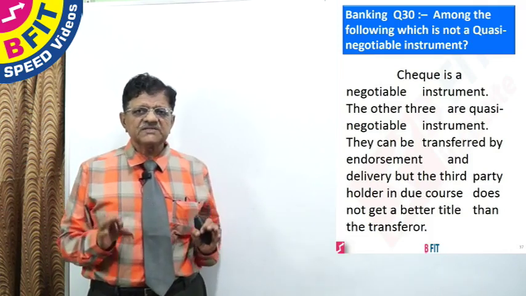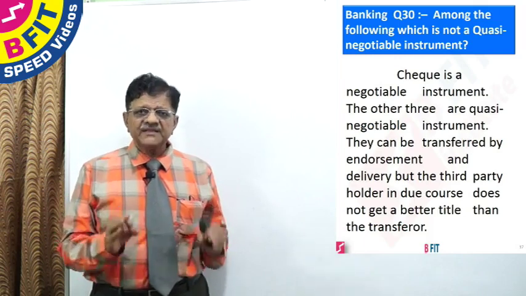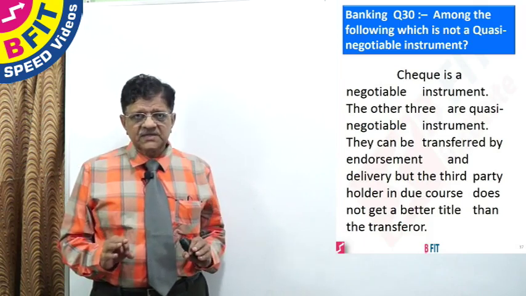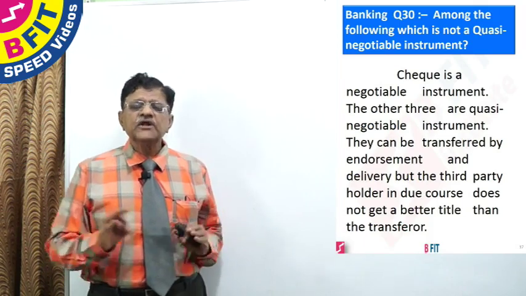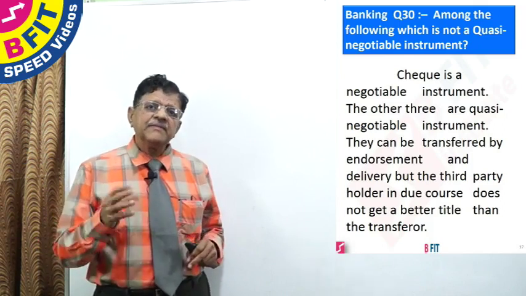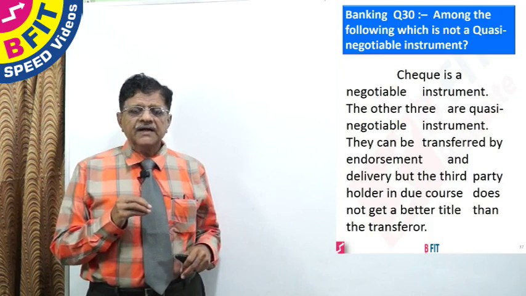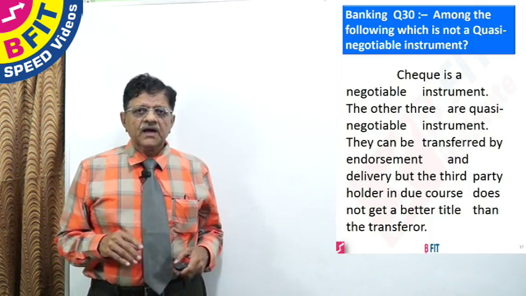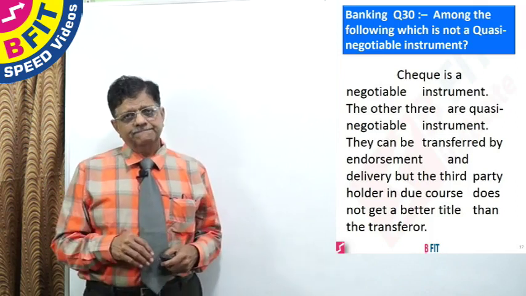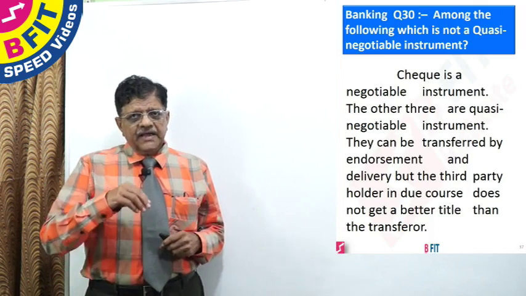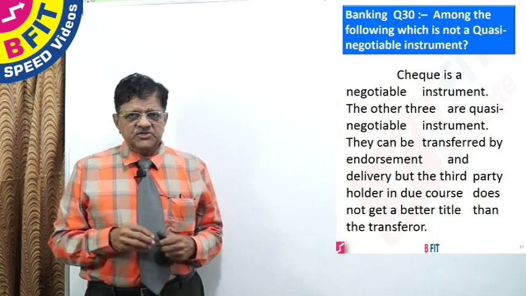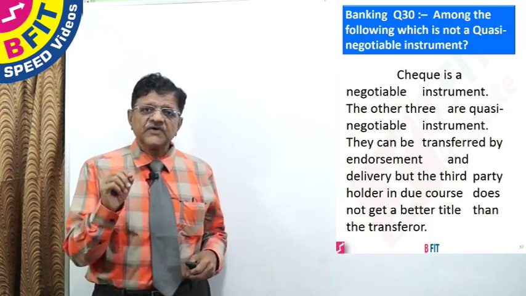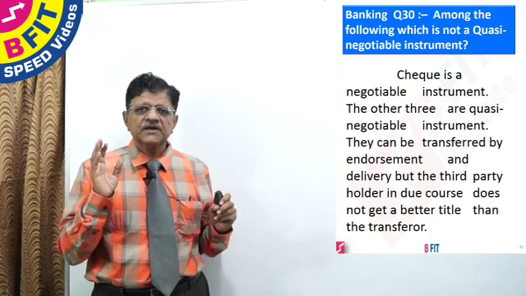So these are the 3 instruments which have been recognized by the Negotiable Instrument Act as negotiable instruments. All other instruments cannot become a fully negotiable instrument. Therefore, they may serve some purpose, and they are called quasi-negotiable. Quasi means half. What is a negotiable instrument? The advantage of a negotiable instrument is the transferee will get a better title than the transferor only in the case of a negotiable instrument.